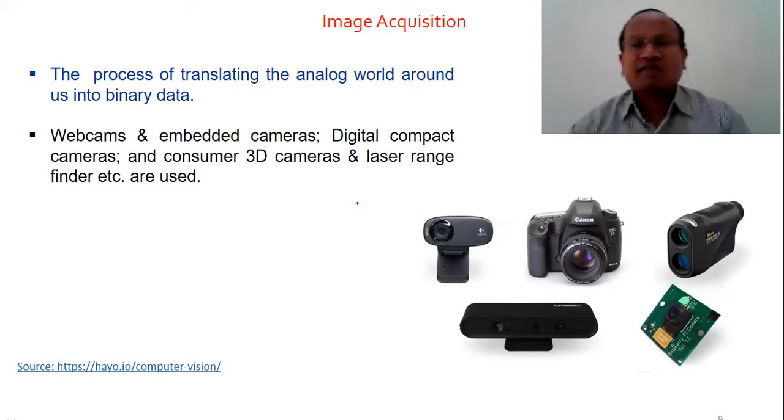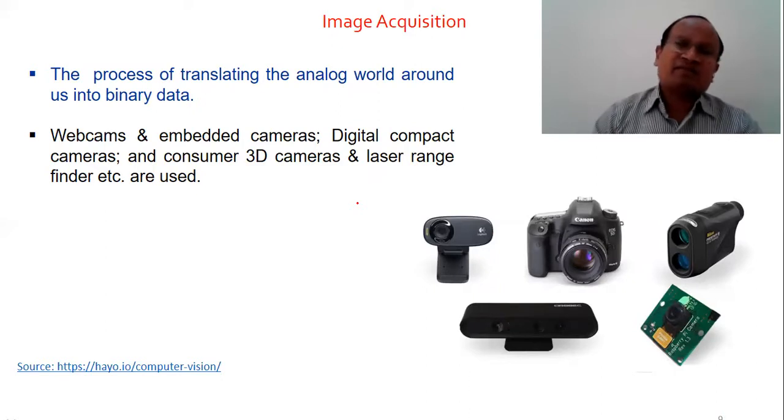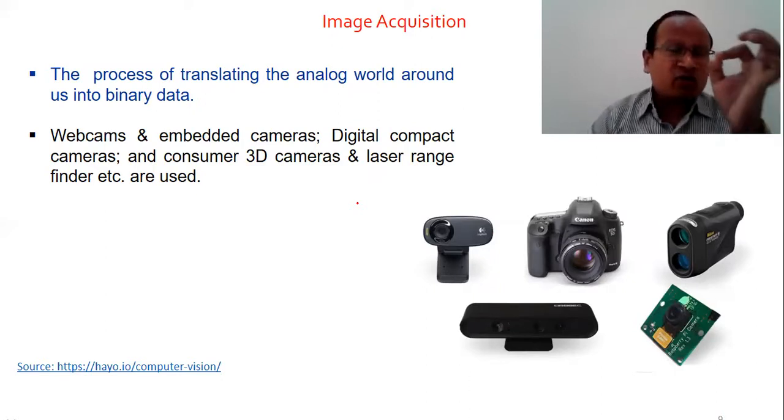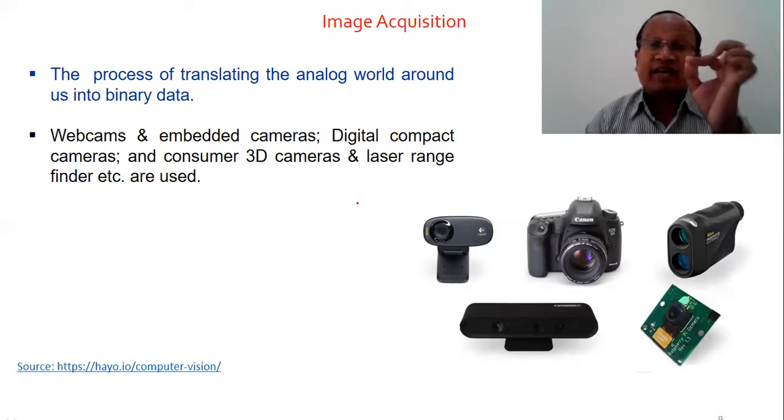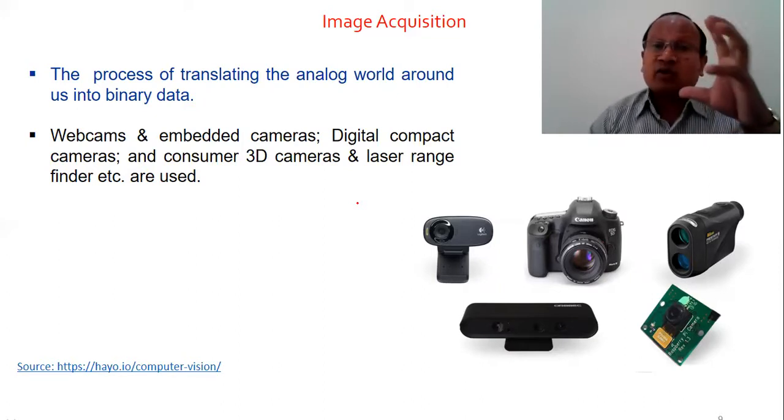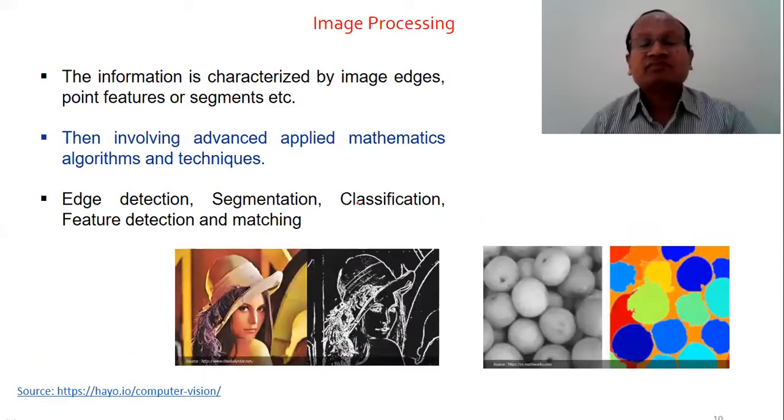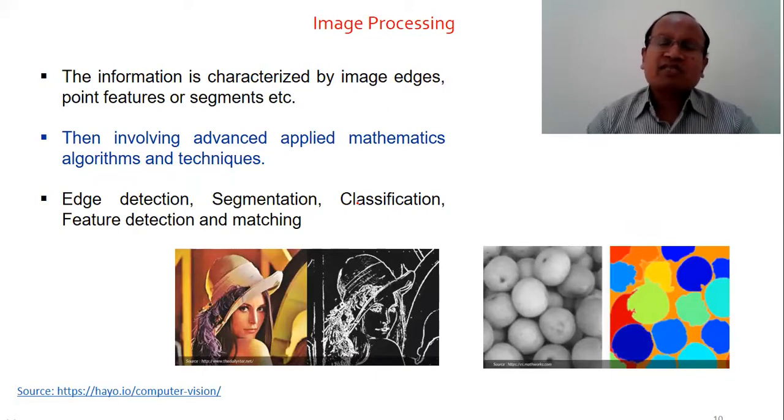Different types of cameras and digital acquisition systems are there. What is the purpose? The purpose is to acquire good quality of real-time data, good quality of images. Then comes processing. The processing includes a number of operations.